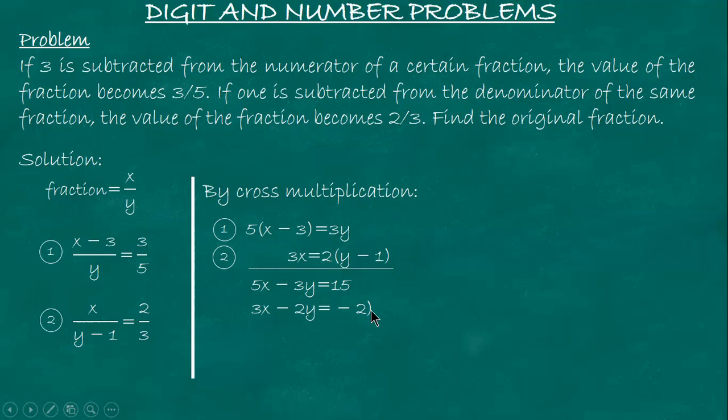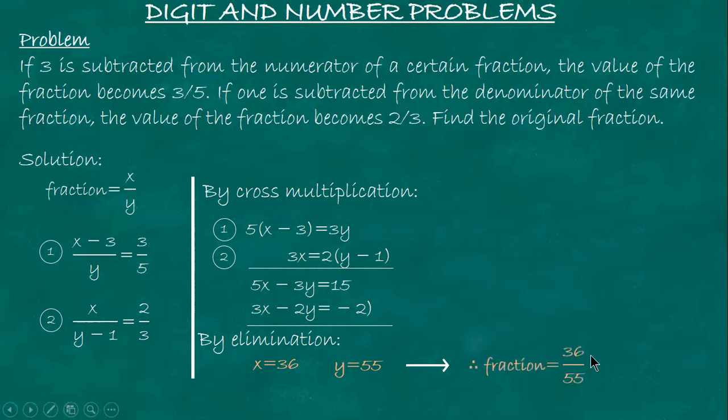May close parenthesis. And then, use any of the methods. So, elimination na sad. Kamo na lang ang mag-eliminate. Mo din ang result. X equals 36, then y equals 55. Therefore, ang original fraction is 36 over 55.